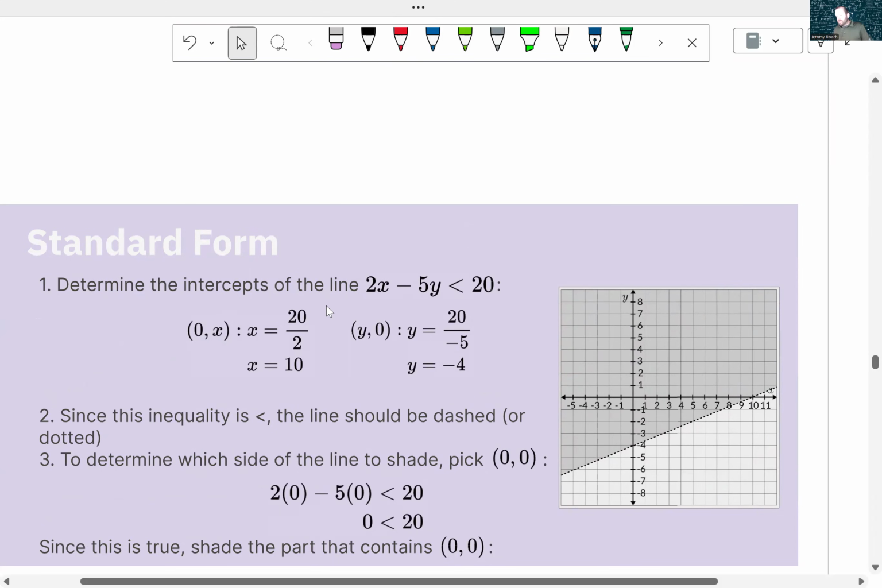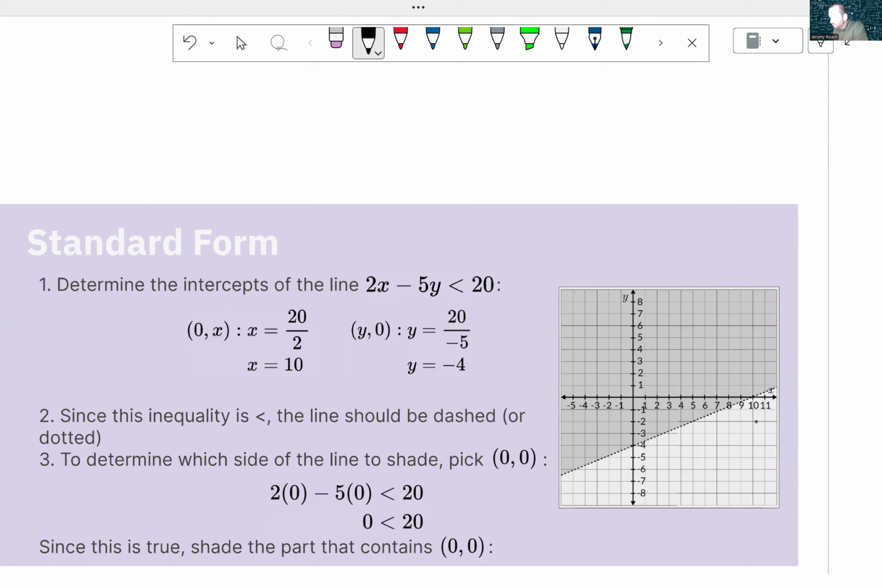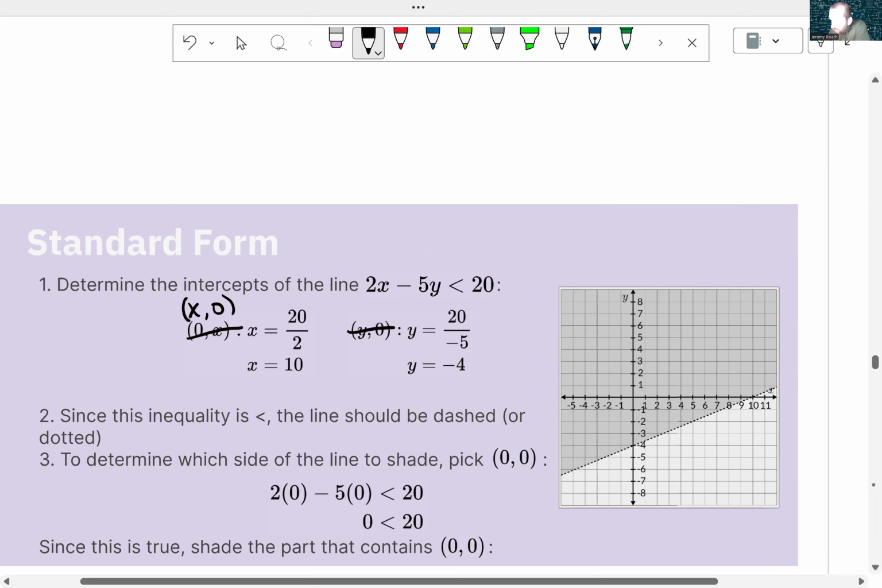This says determine the intercepts of the line. So this is not just with inequalities. This is with all kinds of graphing problems. To find the x-intercept, we plug in, let me see here, hold on just a second. I don't know if this is written correctly. I think this is written backwards. Yeah, that shouldn't be like that. This should say x comma 0, and this should say 0 comma y. So that's our x-intercept, and that's our y-intercept.